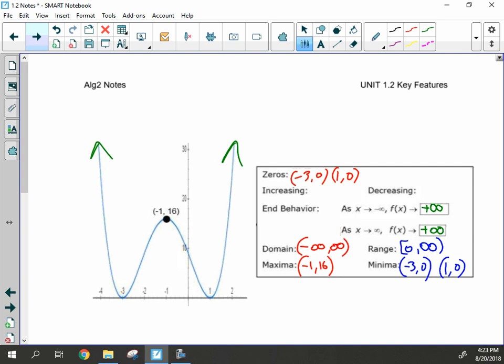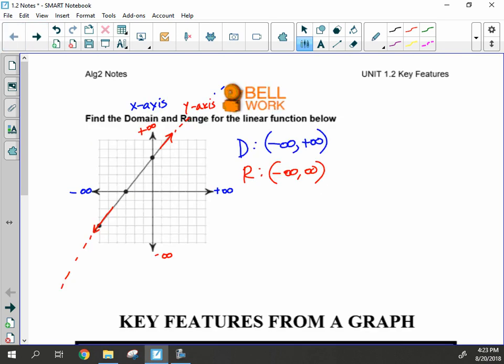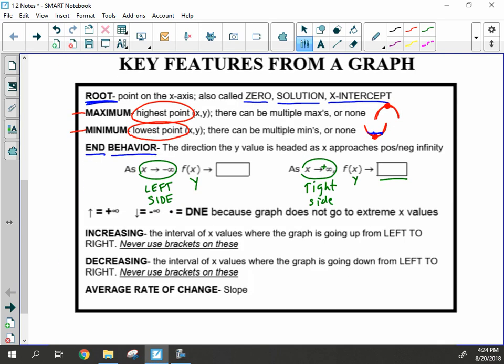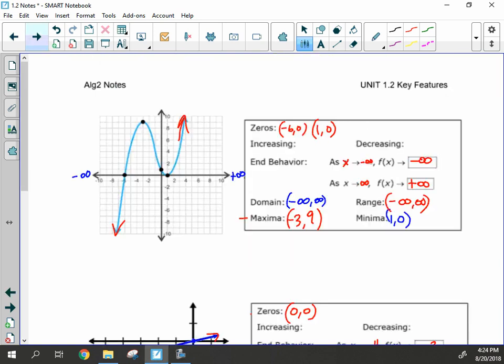So the increase and decrease, the hard part people kind of get mixed up on is it's all about x values. And it's the interval notation of the x values where the graph is going up. And we never use brackets on these answers. So if we were to go to a graph and talk about increasing versus decreasing, you can tell, like, graphs, when you read them from left to right. So this part right here is going up. This next piece is going down, all the way to here, and then it goes up again.